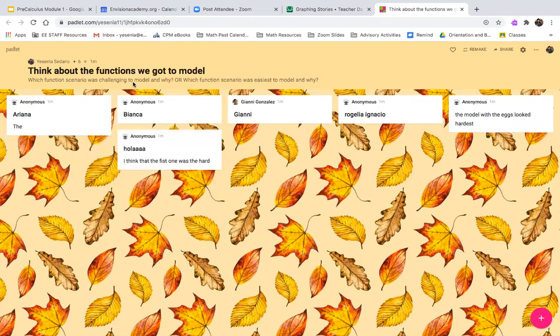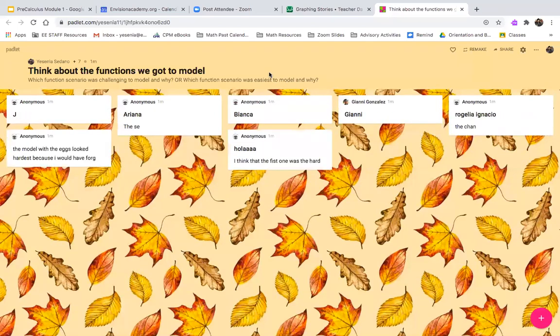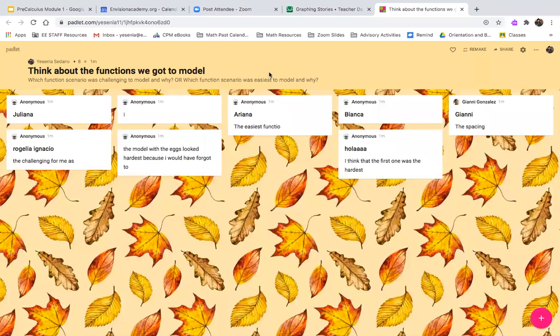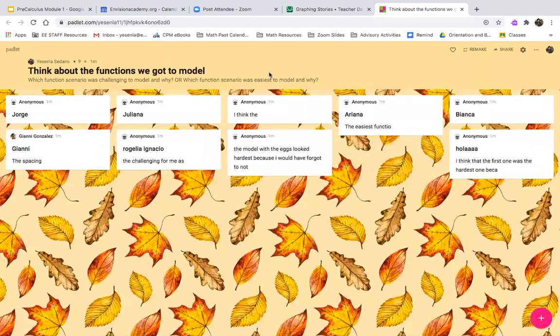Again, which one was challenging to model and why? Or which function scenario was easiest to model and why? Then we'll take a look at some of these. Or actually, when you're done, just go ahead and take a look at what others are saying about it. Maybe someone else had a similar challenge to you, or someone thought something was easy as well.